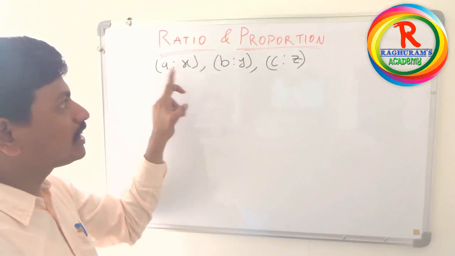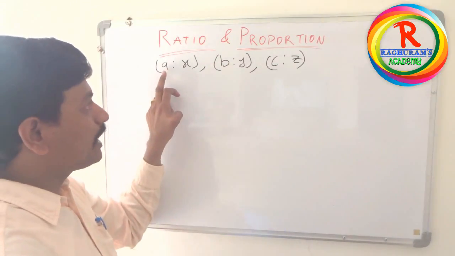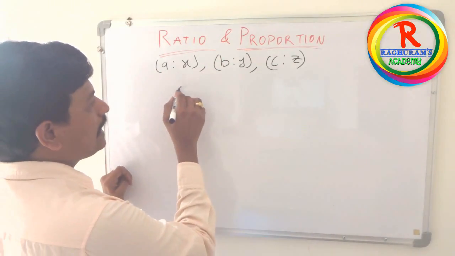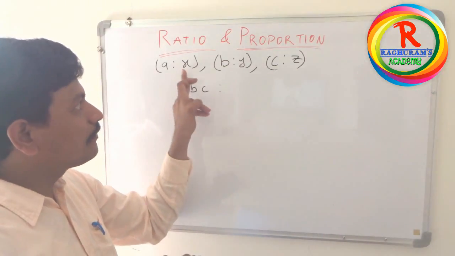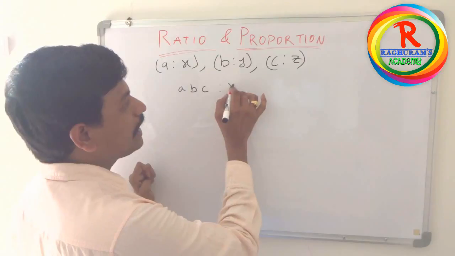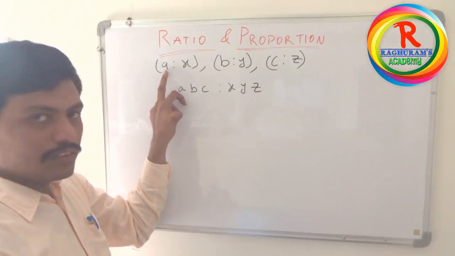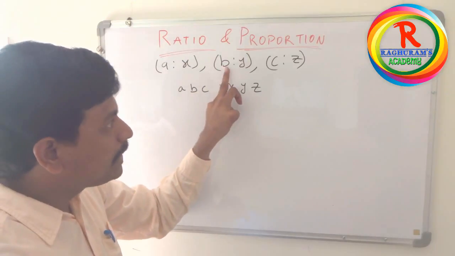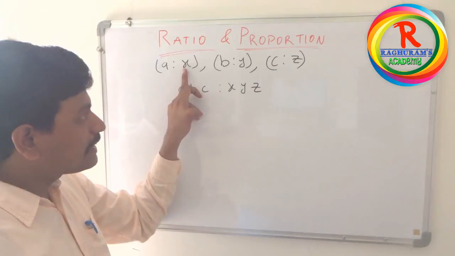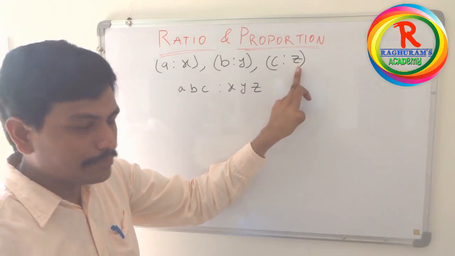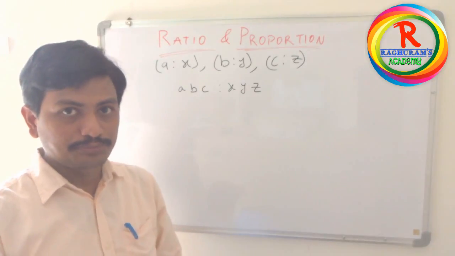Just multiply the first terms is to the second terms. That is, the multiplication of first terms, a into b into c, is to the multiplication of second terms, that is x, y, z. Got it? The multiplication of first terms a, b, c is to the second terms x, y, z. This is called compound ratio.